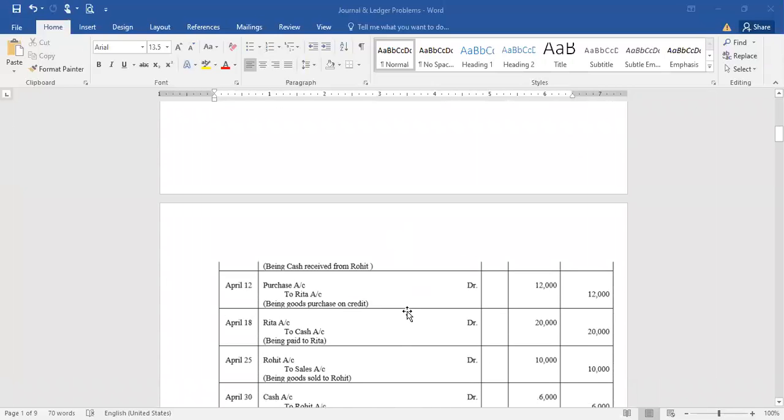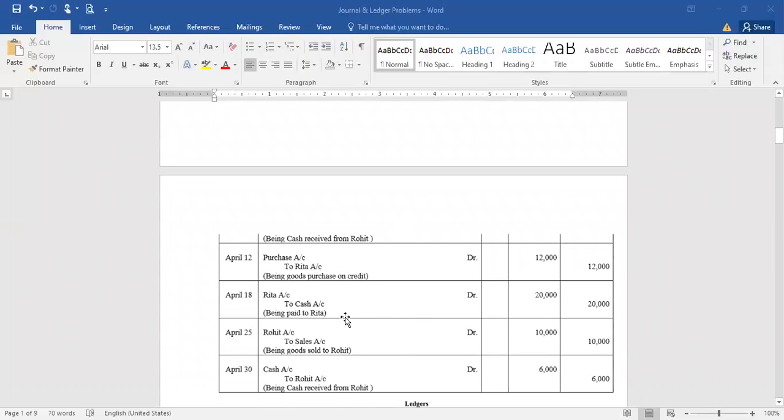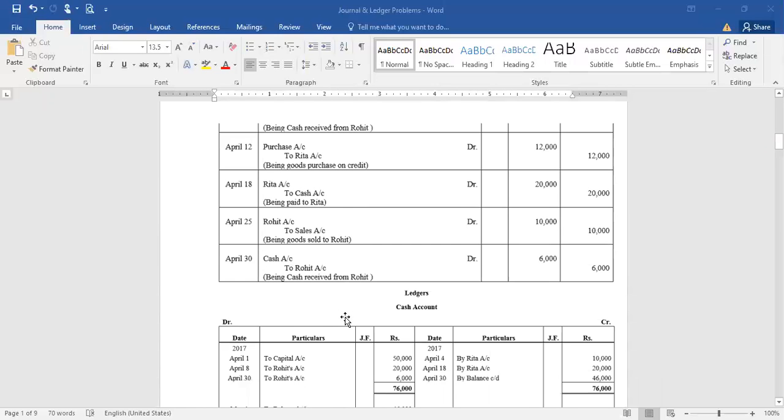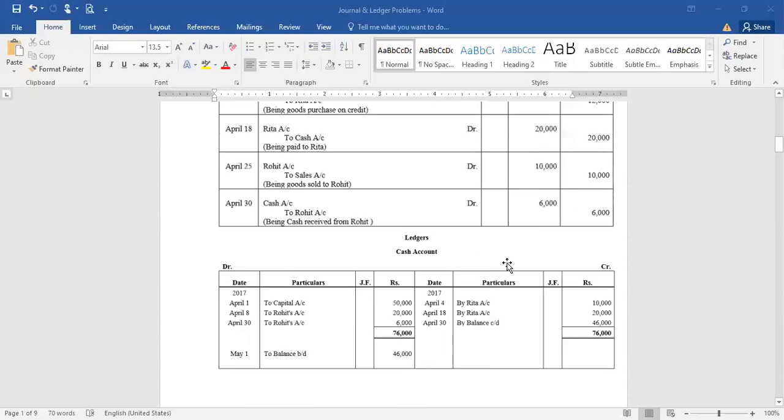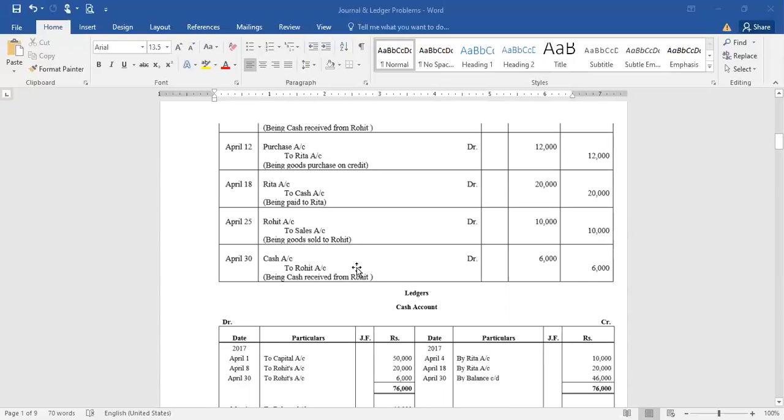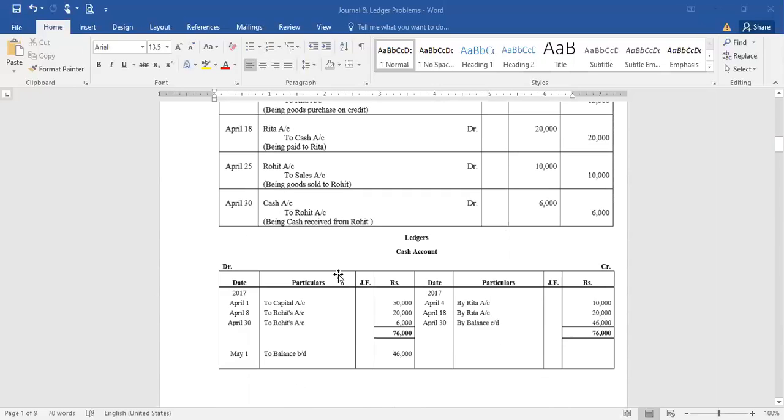And the next one, Rita's account debited to cash account. Rita account is debited, cash account here is credited. So Rita's account will appear on the credit side of the cash account, by Rita's account rupees 20,000. Then cash account debtor to Rohit account. Rohit account is credited here in this ledger. It will be on the debit side, to Rohit's account rupees 6,000.